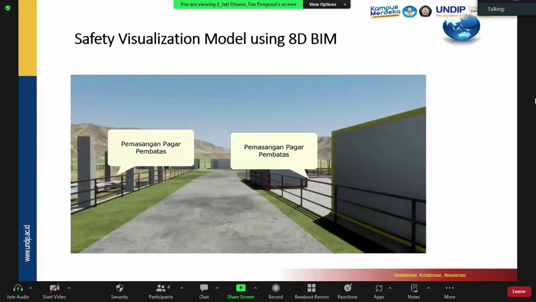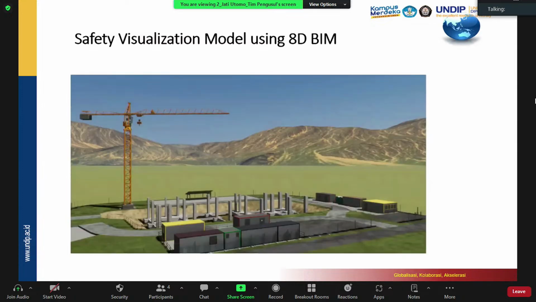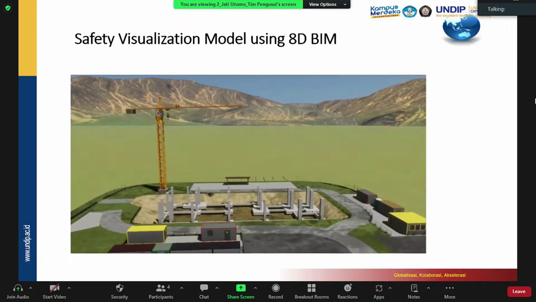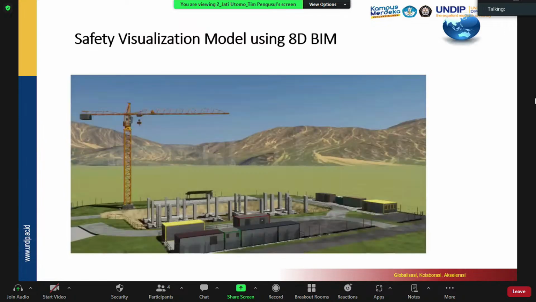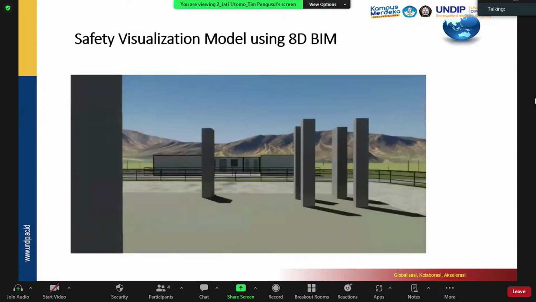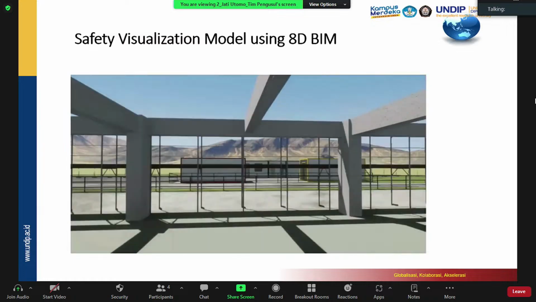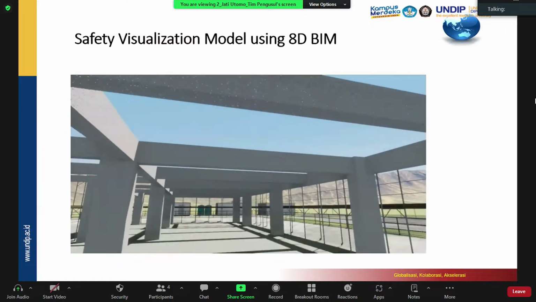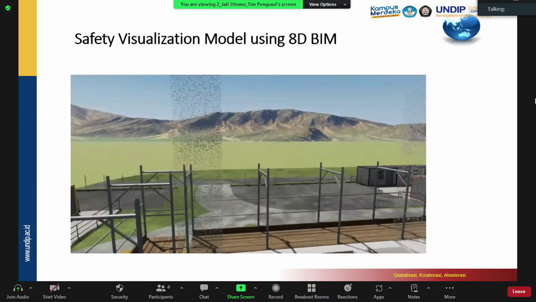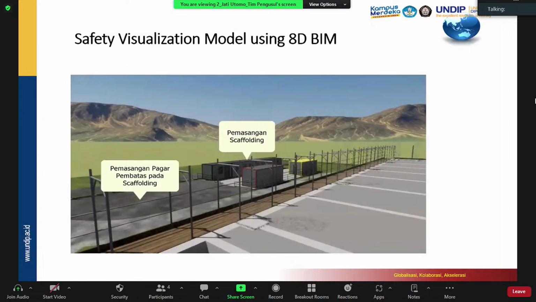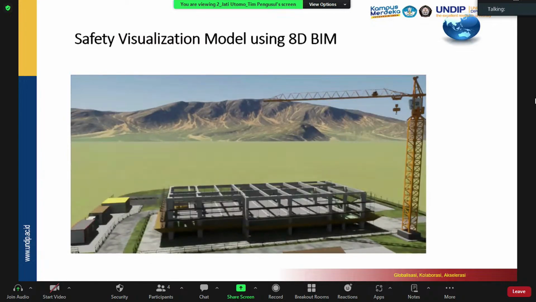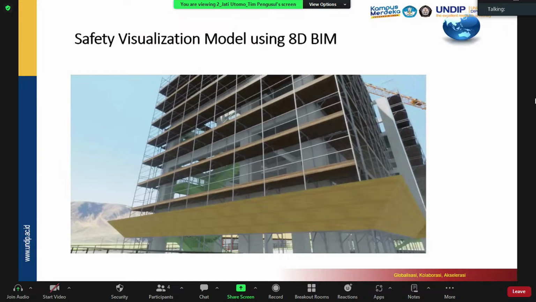So this is actually trying to simulate the construction process of a building project, where we can put elements related to safety. For example, the fence, the scaffolding, and some safety signage. So we can be aware which area is dangerous for the workers of the project.